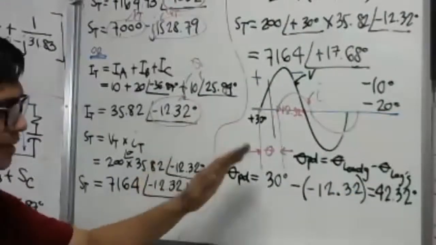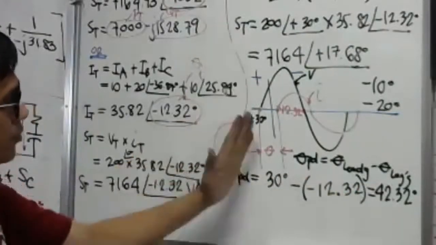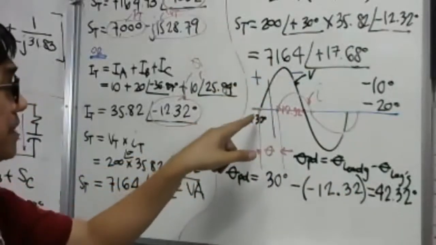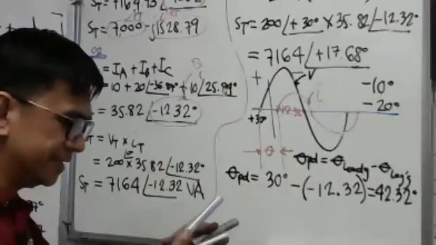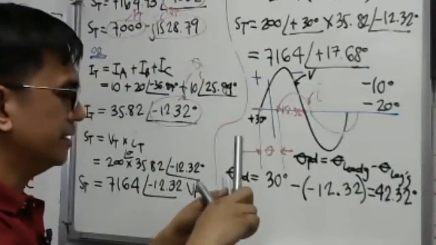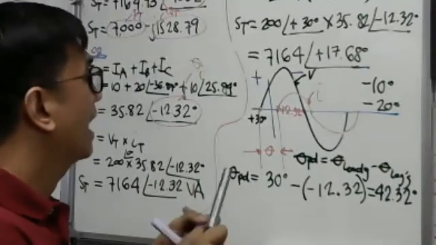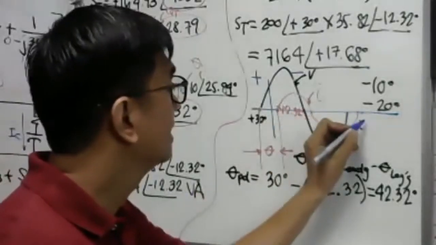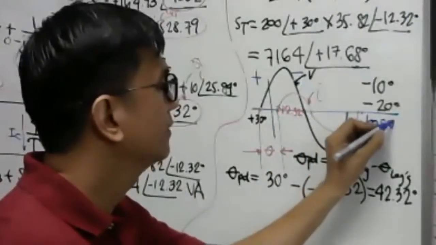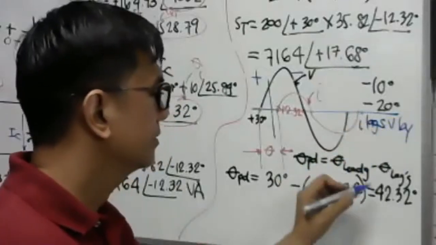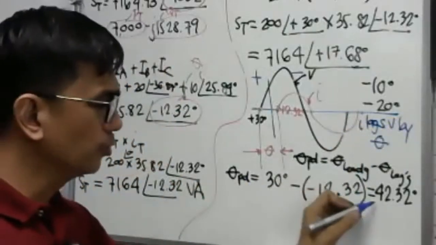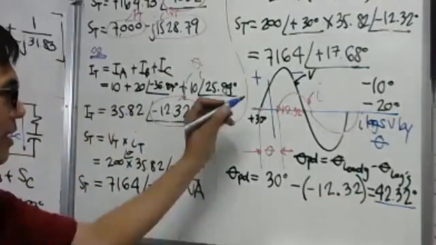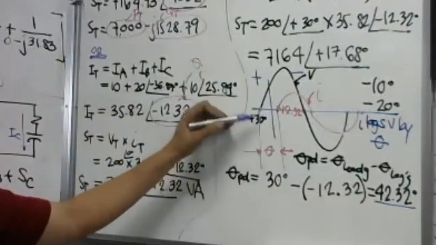How to read this? That is the angle. I lags V. The leading is the voltage, no? When you read this, it is I lags. Nahuhuli, no? V by theta. But what is our theta? The 42.32 degrees. Nahuhuli siya ng 42.32 degrees.